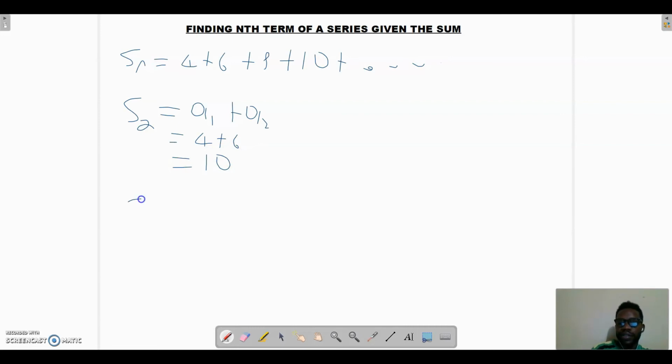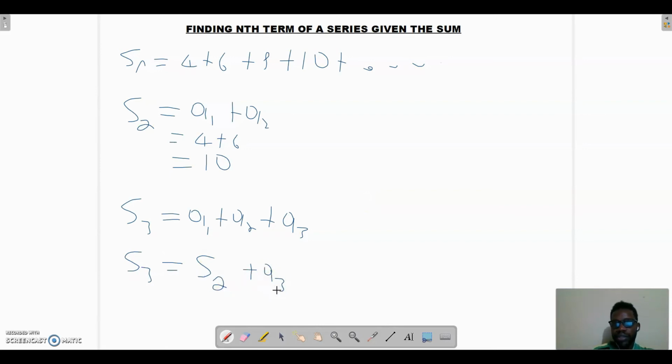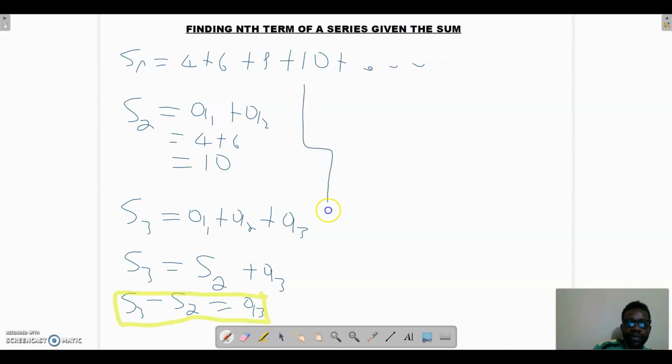Now notice if I want the sum of the first three terms, I would have a1 plus a2 plus a3. But look at this, I already have a1 plus a2. So I can say the sum of the first three terms is equal to the sum of the first two plus the third term. What does that mean? It means that I can transpose this for the third term. So if I take the sum of the first three terms and I subtract the sum of the first two terms, I am going to get the third term. Very important here to highlight this, because we can actually generalize this. What do I mean by that?